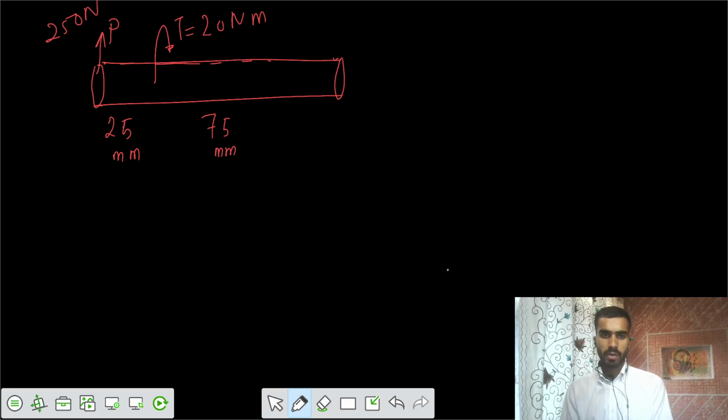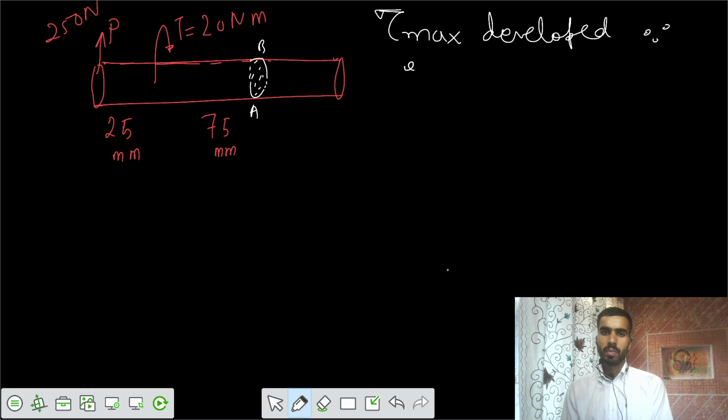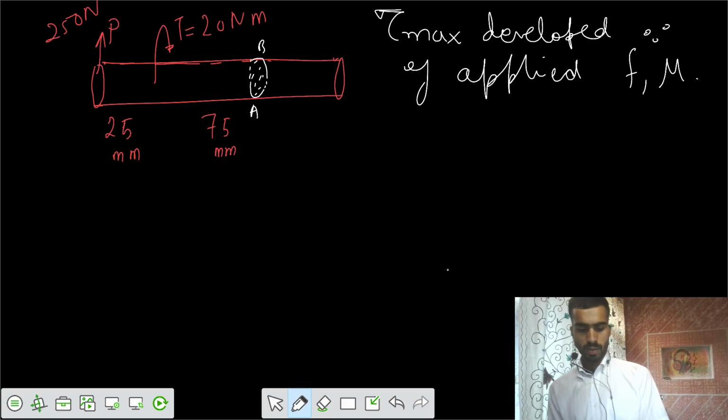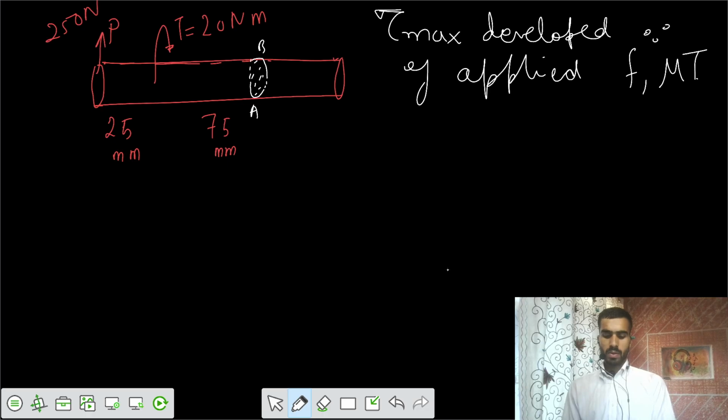That is a section. Let's call it the AB section. And you want to find the maximum shear stress developed because of the applied forces and moments. So on this section, tau max on your AB section, what is the maximum shear stress developed because of those loadings?